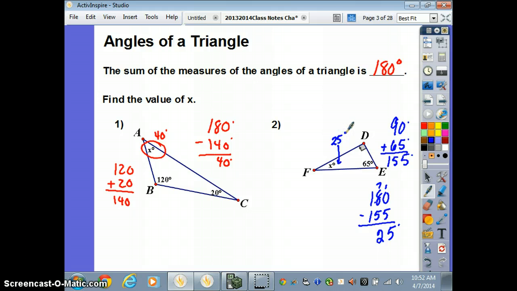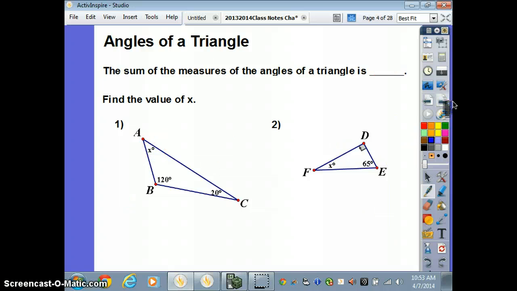Now, my geometry students know that if you have a 90-degree angle, these two have to add to 90. See how 25 and 65 add to 90? Because they know 90 and 90 will give me 180. So if you do see a right angle, you could just say, well, these two have to add to 90, and take 90 minus 65.